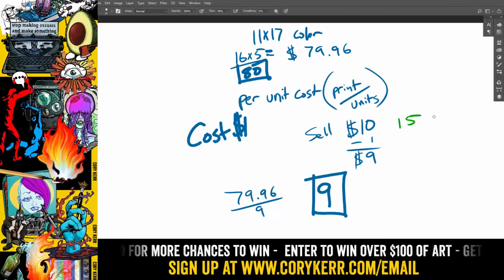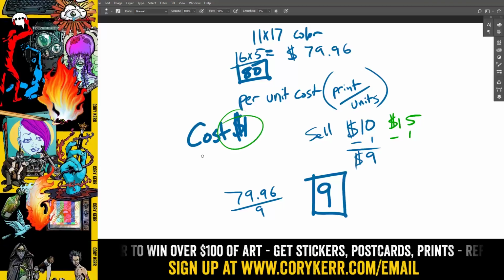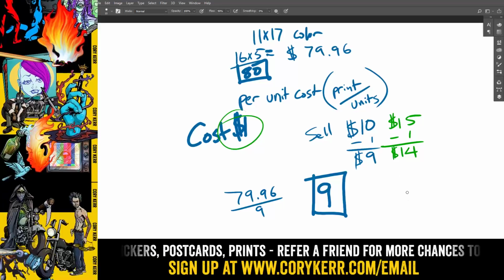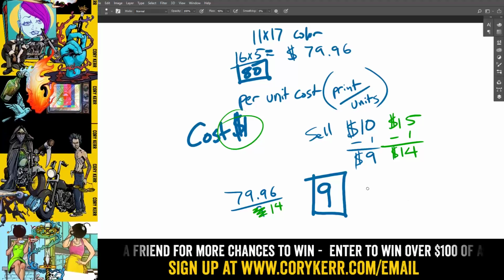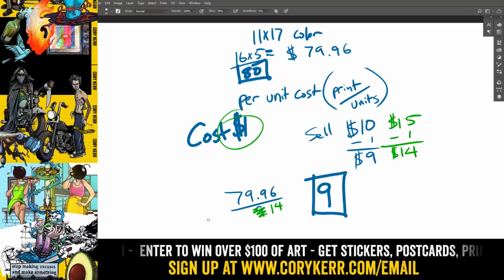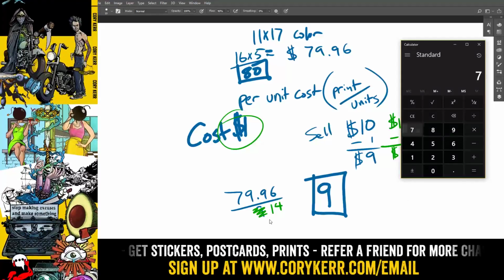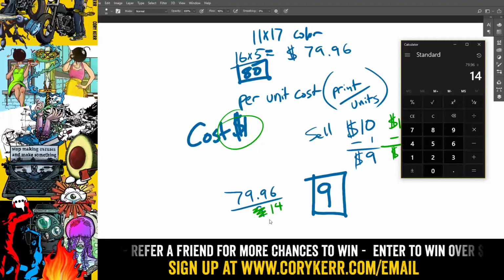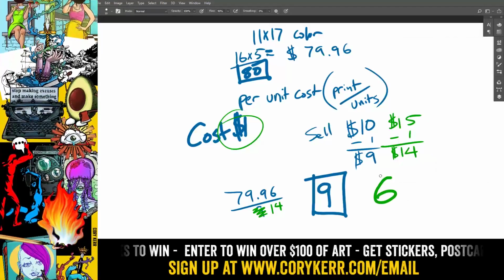Okay, so let's say that we sell this at 15 a pop. That means that if I subtract my cost of printing, I make $14 each time I sell one of these. So I'm just going to change that number to 14. Okay, the profit. So I'm going to go my total print run divided by the profit per unit. So 79.96 divided by 14 equals 6 units, because we round up to the nearest whole number.